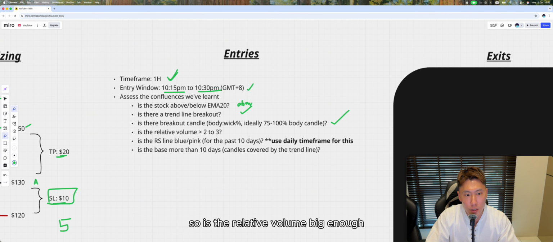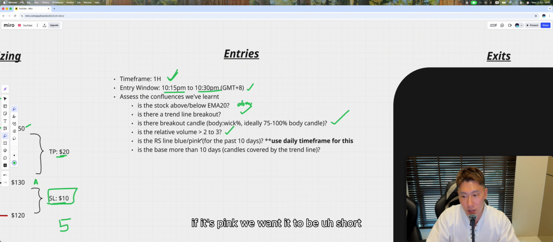Is the relative volume big enough? We talked about this in the last video. At least a minimum of 2, and ideally we want 3. So yes, in this case, it is. Is the RS, the relative strength line, blue or pink? If it's long, we want it to be blue for the past 10 days.